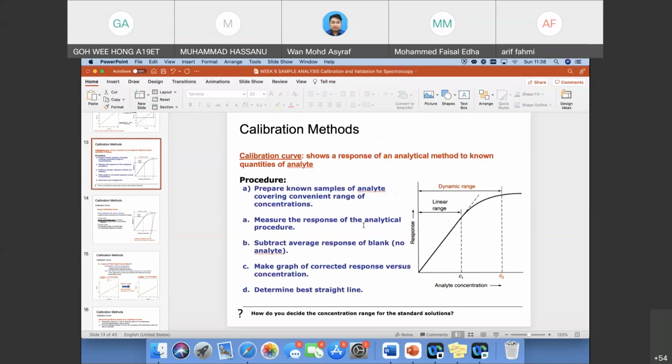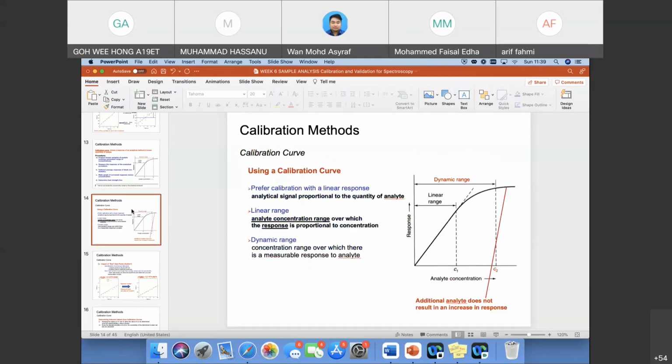Alright, let's move on. Make a graph of the corrected response. So after you measure your blank, you measure your 0.1 ppm, your 0.5, your 1.0, 1.5, and 2 ppm. Whatever value you get from your calibration curve results, you need to subtract the response of the blank, which we call the corrected response. And then determine the best straight line.